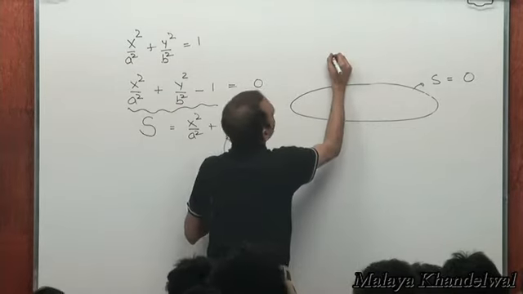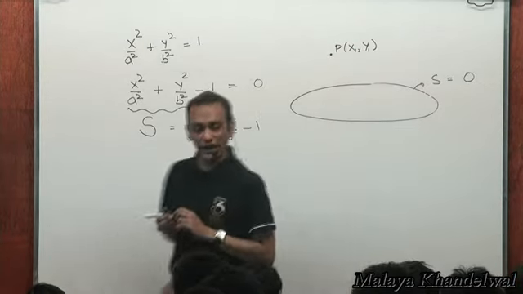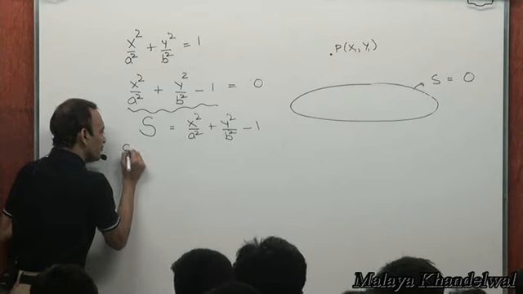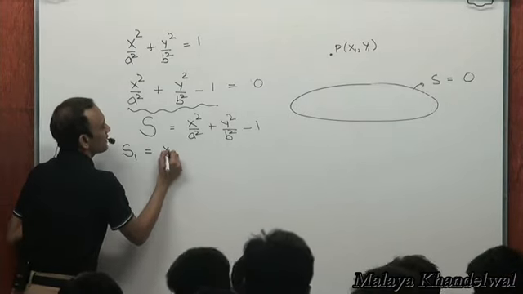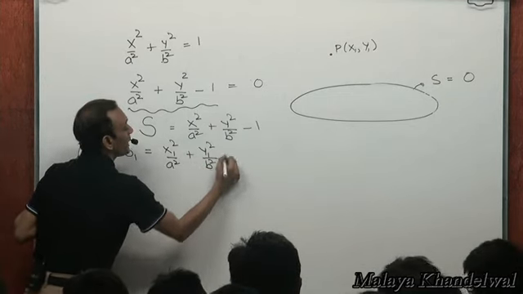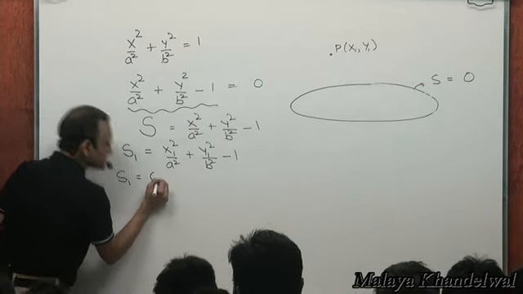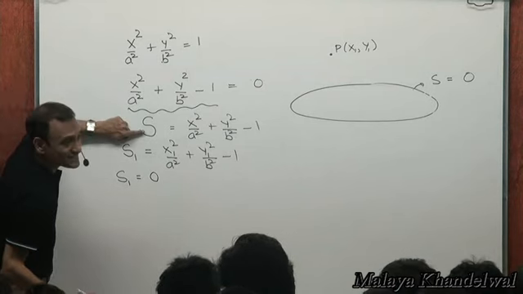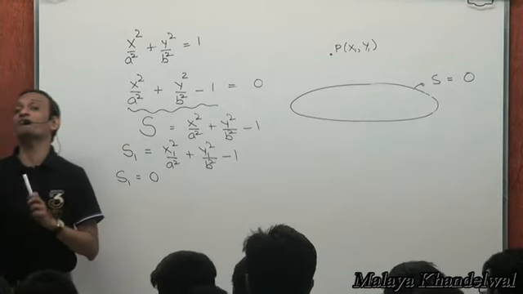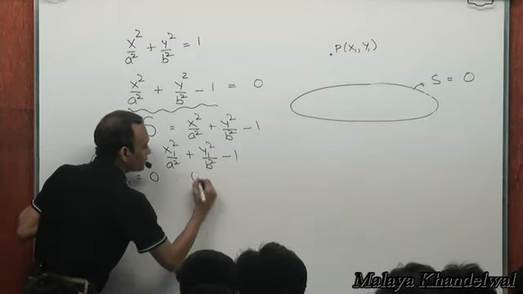Now, if there is a point P, that point P could be inside the ellipse, outside the ellipse, or on the ellipse, right? And just like we handled this earlier, if S1 is defined as x1 squared by a squared plus y1 squared by b squared minus 1, that's S1, right? If S1 turns out to be 0, that means this is the value of S at x equal to x1 and y equal to y1. And if S1 turns out to be 0, x1, y1 must be a point on the ellipse.